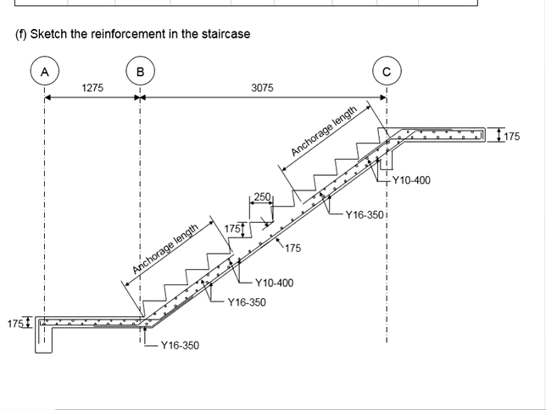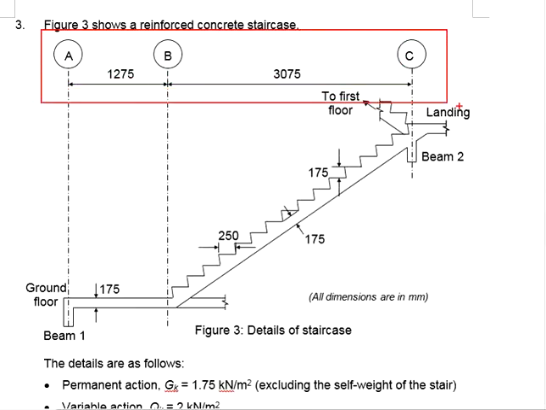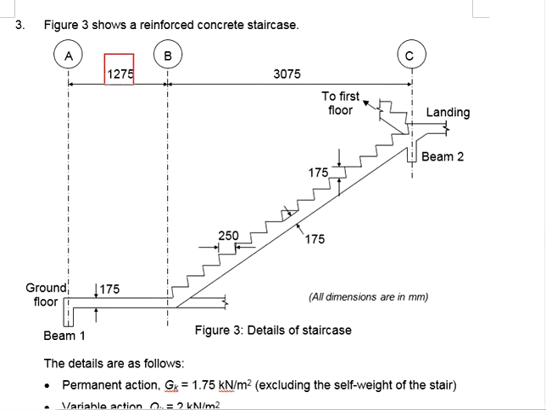The next question asks us to sketch the reinforcement in the staircase. We have done the design of the staircase previously. Our following step is to consolidate all the specifications and the design outcome in the staircase detailing. First, you need to get the dimensions of the staircase. It is given in the question. Based on the locations of the grid lines, the spans are given.